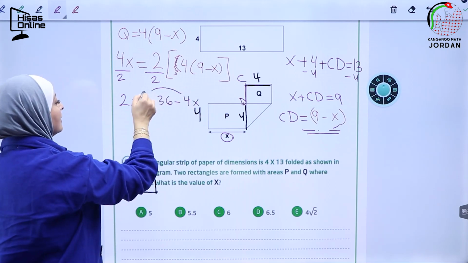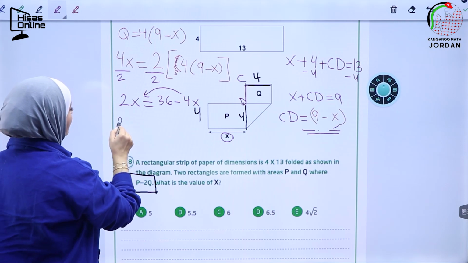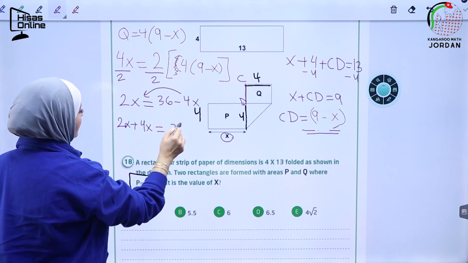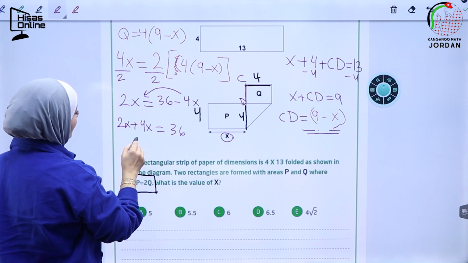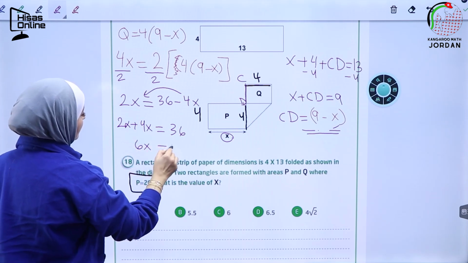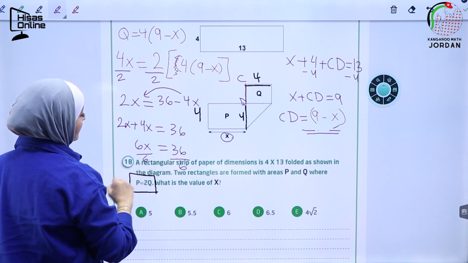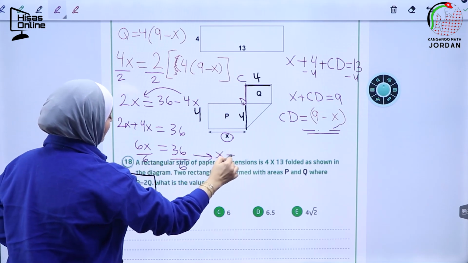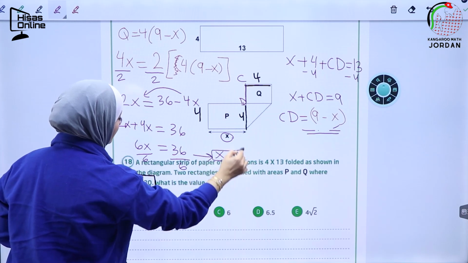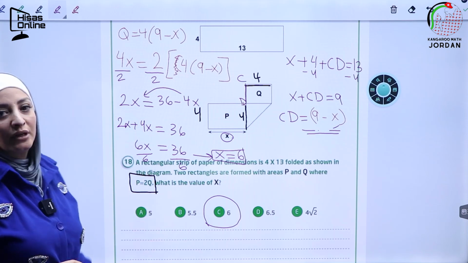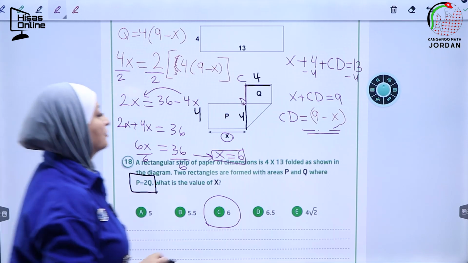Good. Let's take the 4x to this side. So it will be 2x plus 4x equals 36. Now 6x equals 36, divided by 6 on both sides. x equals 6. So my answer should be 6. It is C, option C.